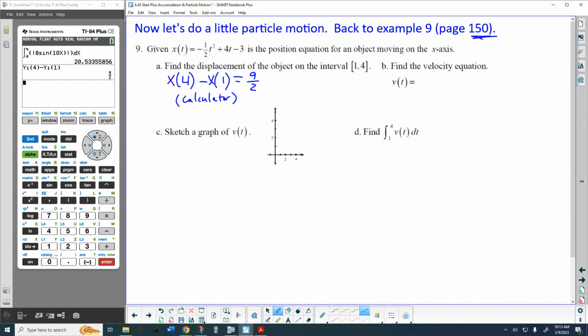Okay, let's find the velocity equation next. If you have position, how do you get velocity? Take the derivative. So this will be negative t plus 4. Okay, we're going to graph a sketch of the velocity. Negative t plus 4 is, and the scale on this is kind of funky.